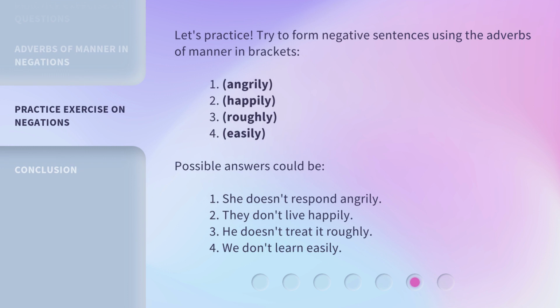Let's practice. Try to form negative sentences using the adverbs of manner in brackets. 1. Angrily. 2. Happily. 3. Roughly. 4. Easily. Possible answers could be 1. She doesn't respond angrily. 2. They don't live happily. 3. He doesn't treat it roughly. 4. We don't learn easily.